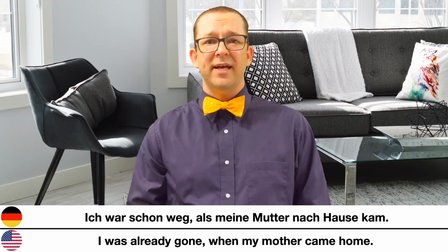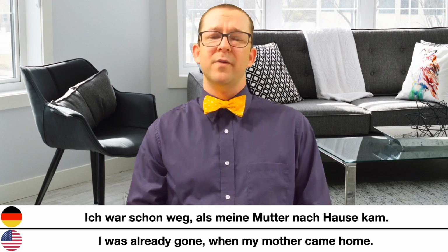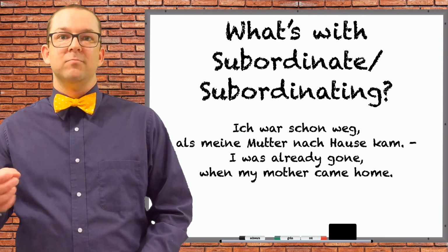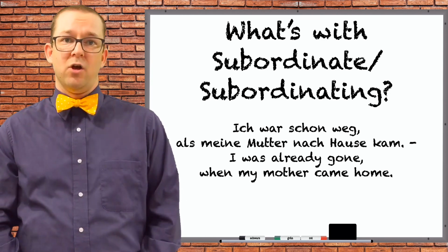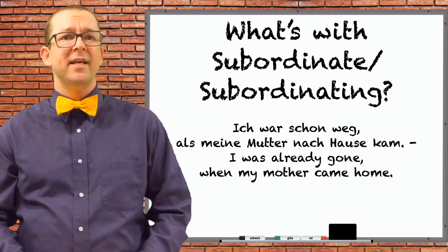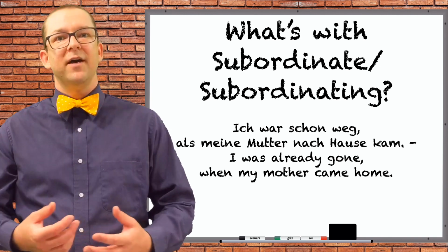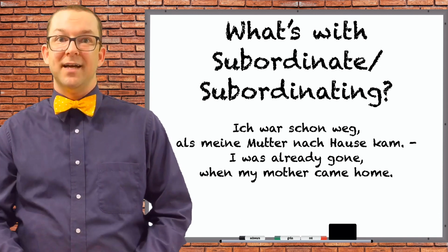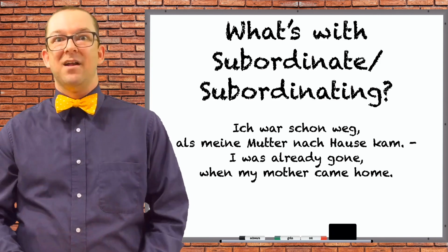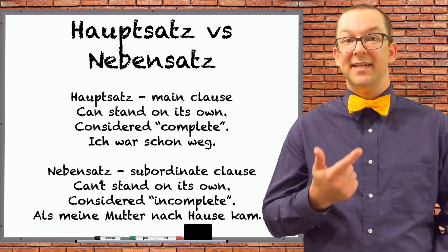Ich war schon weg, als meine Mutter nach Hause kam. I was already gone when my mother came home. In this sentence, I used als in the second clause. This clause is called the subordinate clause. That's because we're using a subordinating conjunction. Subordinating conjunctions require clauses that cannot stand on their own. If I say, als meine Mutter nach Hause kam, people will be waiting for the rest of the sentence, as this is not complete. There are two types of clauses that we need to concern ourselves with today.